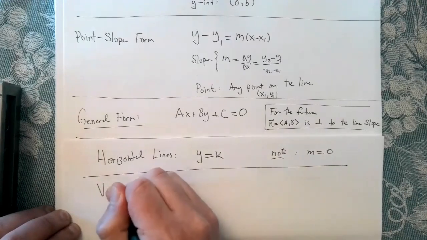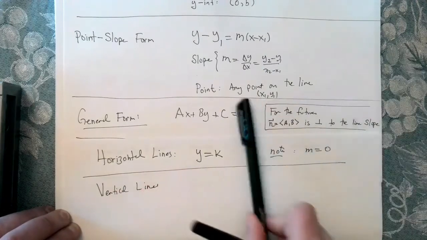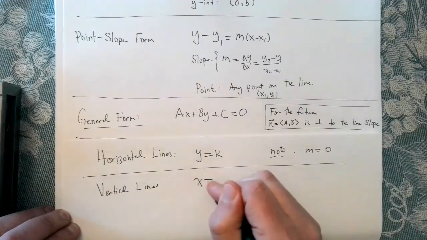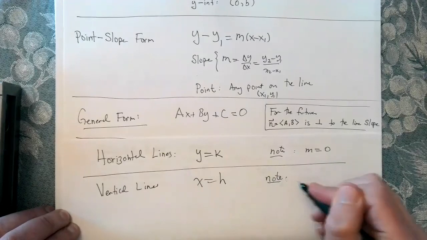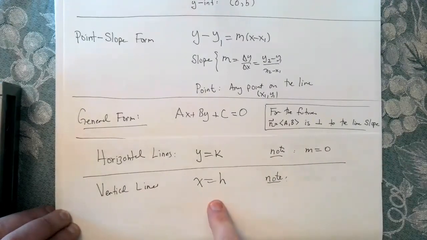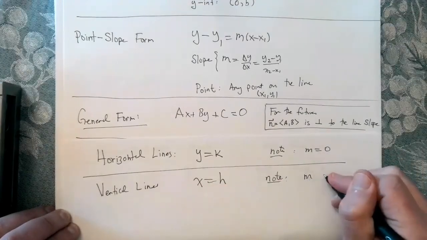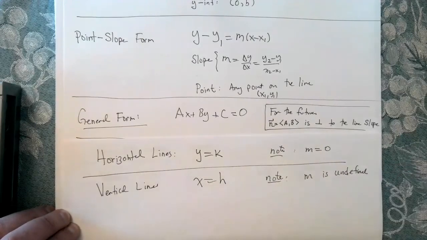And next for our vertical lines. Now for your vertical lines, the x value is fixed. So this will be x equals some constant h. And the thing to note here is that the slope is undefined. That makes sense, because if you look at the slope formula, you'll have the change in y's divided by the change in x's. But x is constant, not changing, so you're dividing by 0. So you want to note that the slope is undefined.